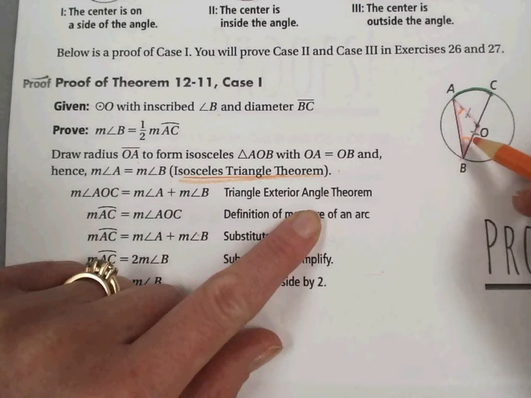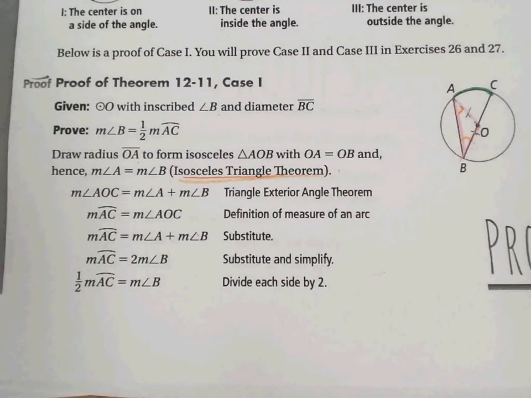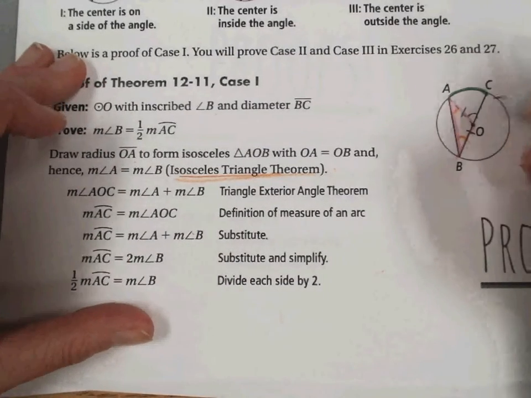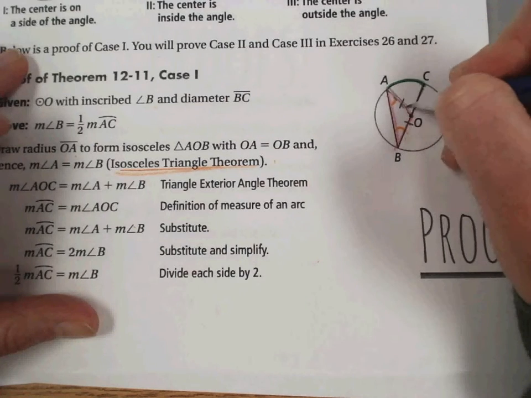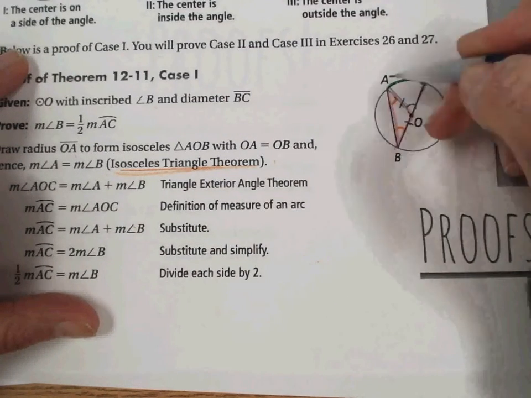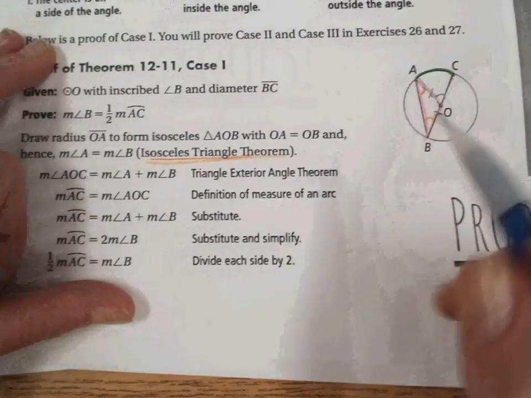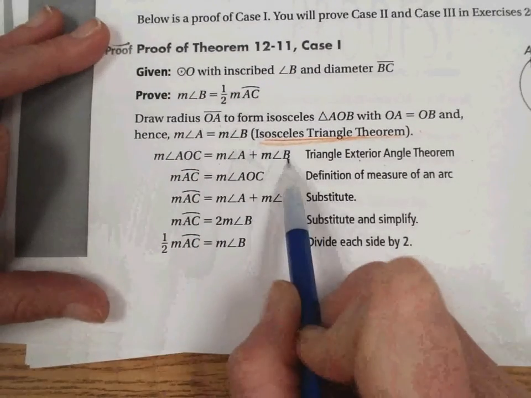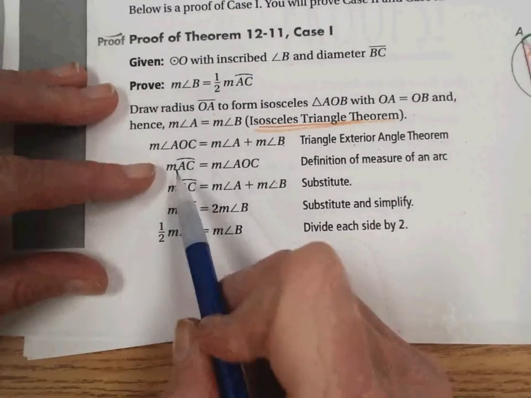So, the triangle exterior angle theorem says, if we have an angle outside the triangle, like this angle right here, it is called the exterior angle to this triangle, and it's going to be equal to the sum of the two remote interior angles. That's the triangle exterior angle theorem. So that's legitimate to say because we've justified it with that theorem.